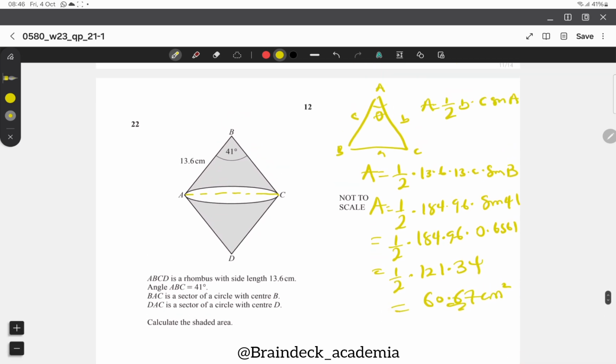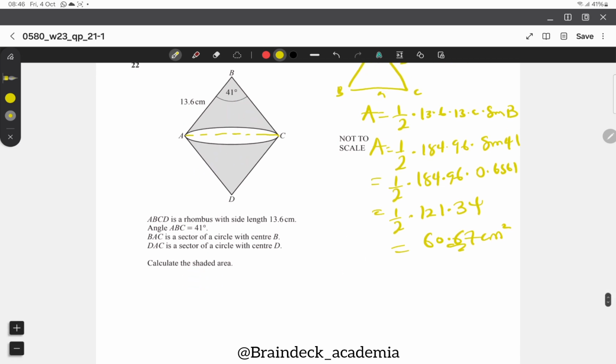We're not yet done. Remember, we're looking to calculate just the area of the shaded portion. So that is the area of the triangle. If you look at this, in this rhombus, we also have a sector. So we can calculate the area of our sector. Our sector looks something like this, right? So this angle is what? 41 degrees. This radius is 13.6, right?